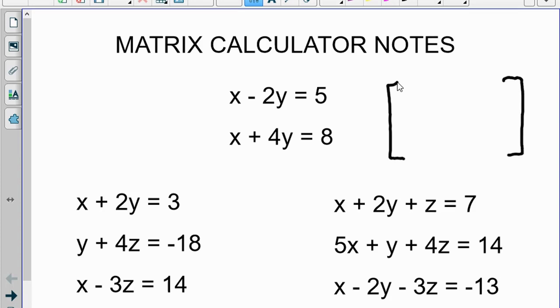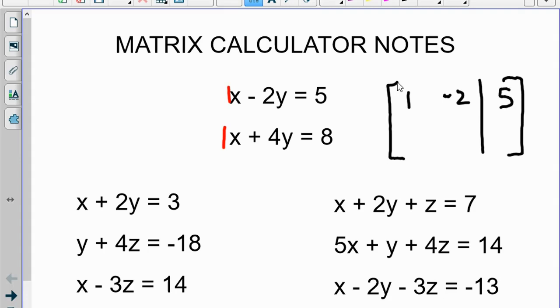So augmented matrices are written as such. For a system of equations, you will take the coefficients of each of the terms. And so in this case, the coefficients of x are 1. The coefficient of y is -2. And then we have the answers over on the right.